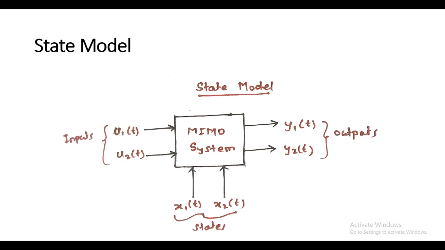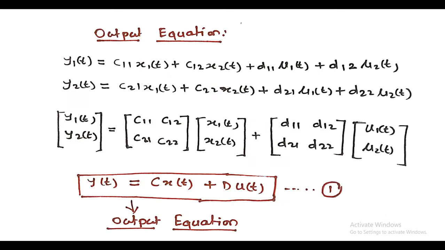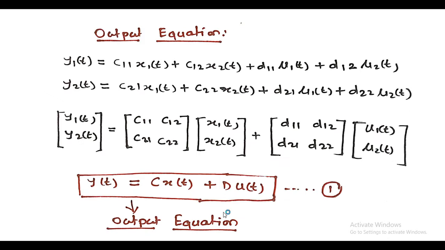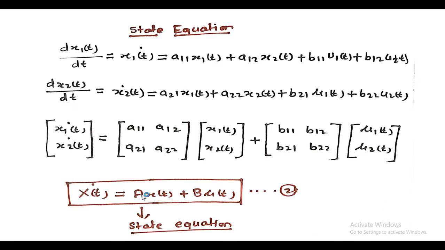So this is the simplest model of a state that we have represented. Modeling of the state is nothing but deriving the output equation and deriving the state equation. This is our state equation, equation number 2, and this is our output equation, equation number 1. So we have derived two equations here, the output equation and the state equation. So this is all about the state space model. Please go through this lecture again, because it may be a little bit difficult to understand.